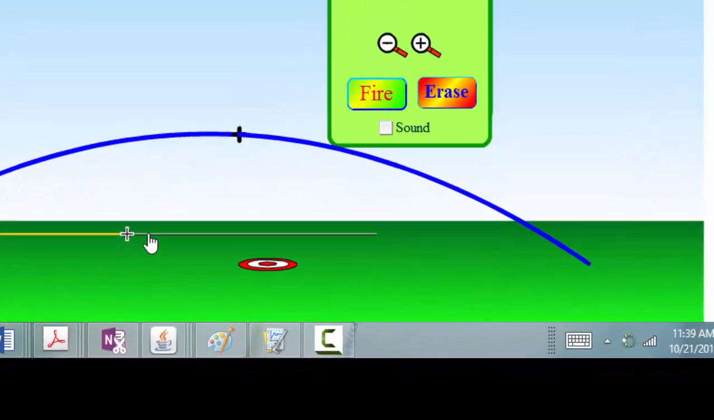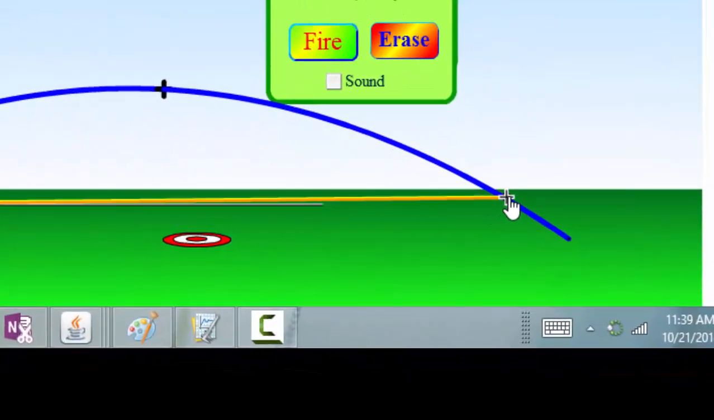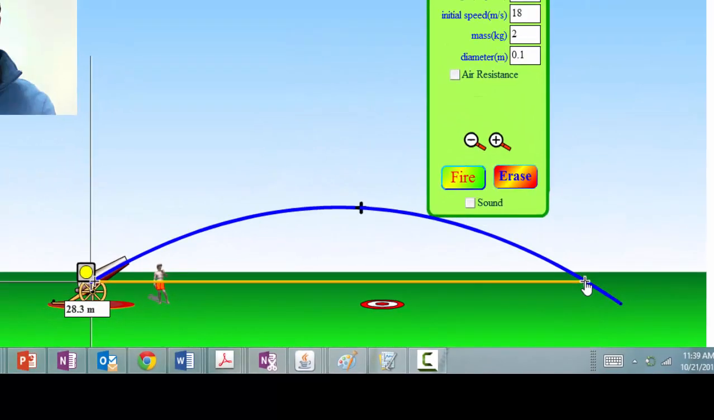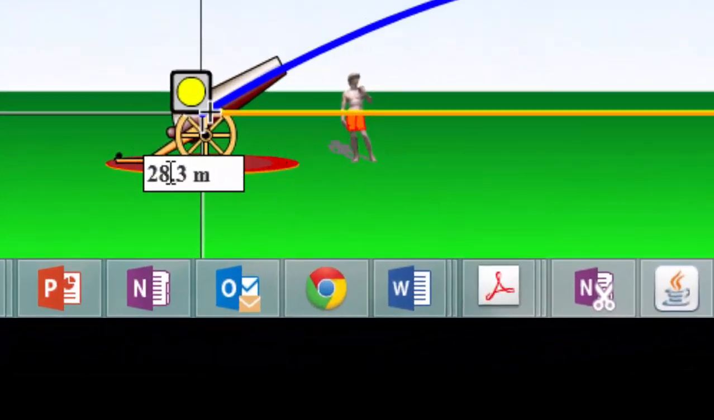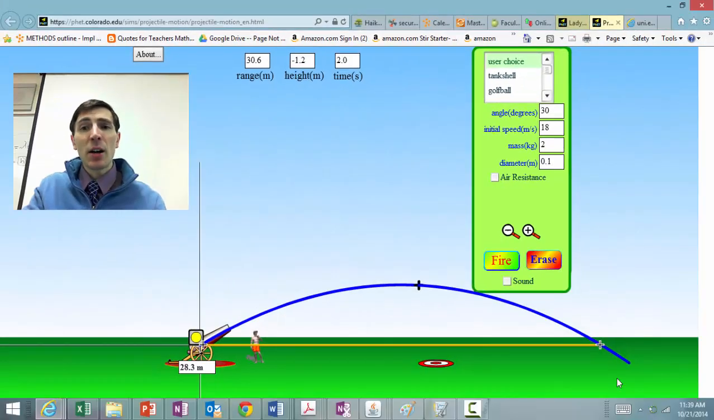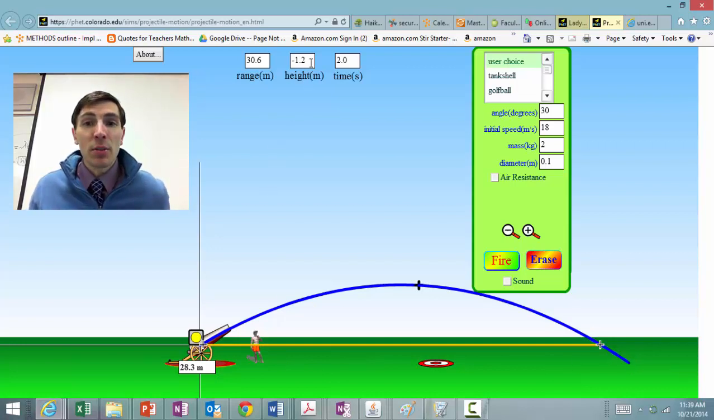And then I can drag my little cursor all the way over to how far the projectile landed in relation to that same point in time. So I would actually record the range of this projectile as 28.3 meters rather than the 30.6 meters that's at the top, because that 30.6 meters is taking into account the additional horizontal range after it fell below the cannon, the 1.2 meters that the cannon was already off the ground.